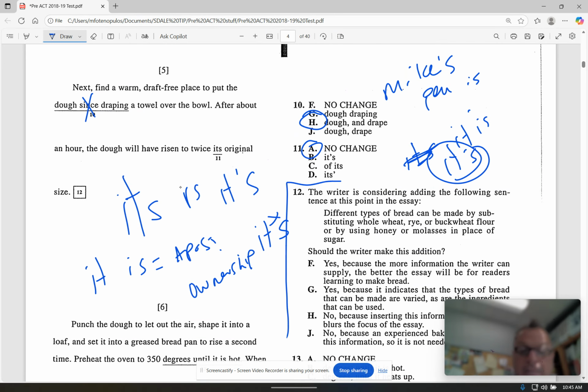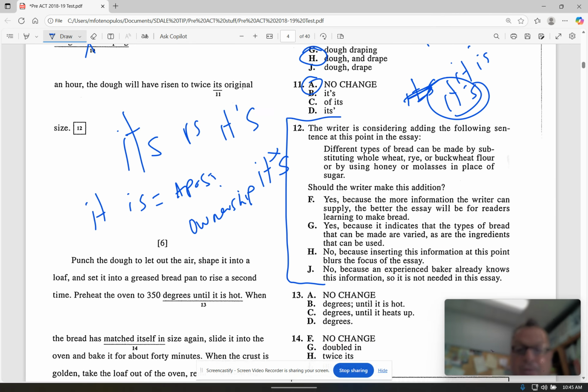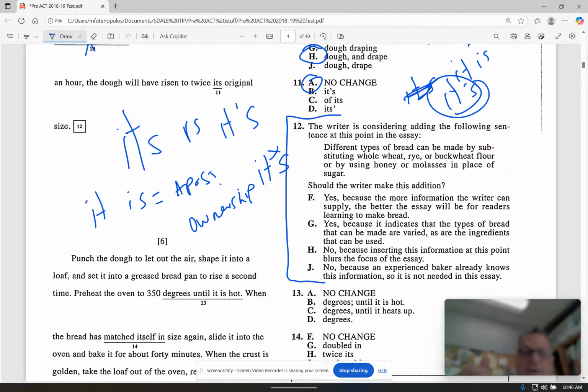12, I'm going to come back to that big long rascal. Look at that thing. It's too much. Let's come back to that. Let's put a star next to 12, and we'll come back to that.